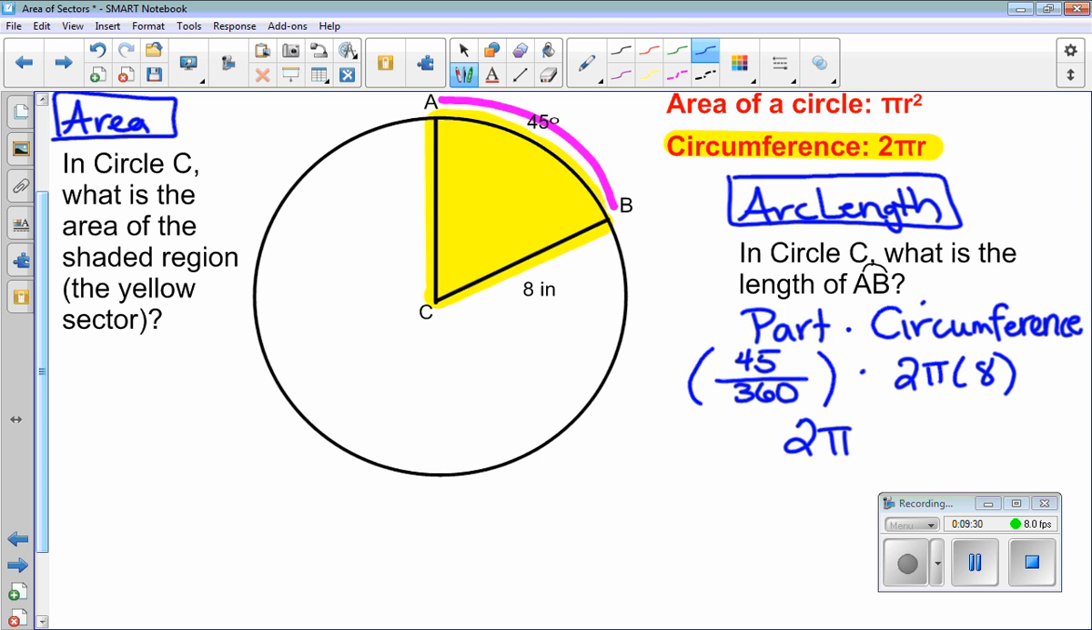which is, and it should be inches, because our units are just linear units. We're not talking about squared or cubed or anything. Now 2 pi is approximately 6.3. So that's our exact answer, and our approximate answer is 6.3 inches. Okay? So again, part of the circumference helps us find arc length. Okay, the length of a particular portion of the circumference of the circle. It's just part of it. And again, arc length is different from arc measure. What kind of units does an arc measure have?